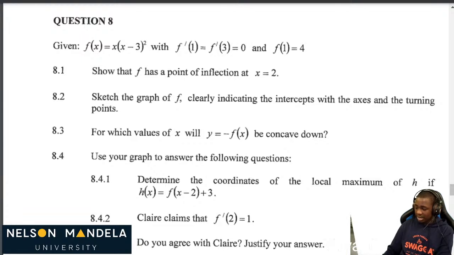Please, guys, remember that always. So we have (0, 0) here, and we have (1, 4). That's our turning point, guys. We also have (3, 0). That's also our turning point. Remember that we said that f prime of 1 and f prime of 3 are equal to 0, which means these are our stationary points, guys.